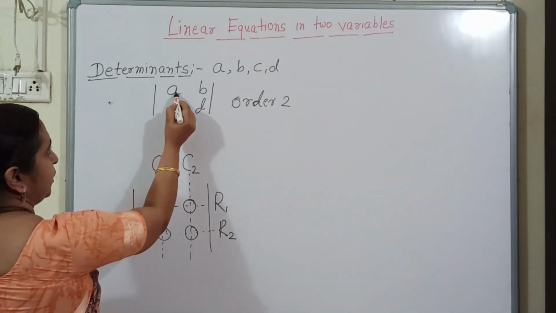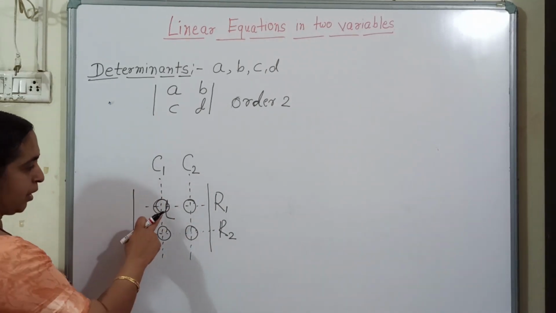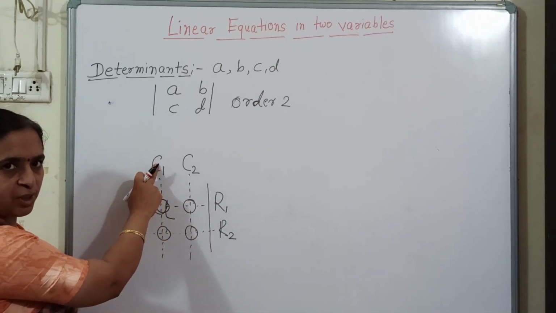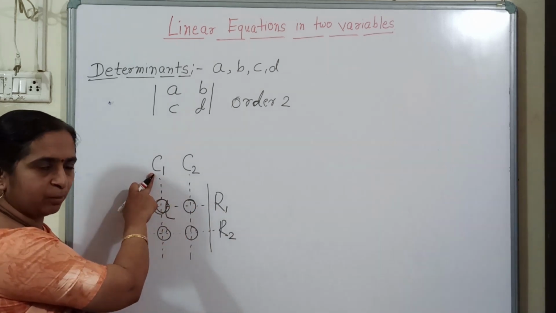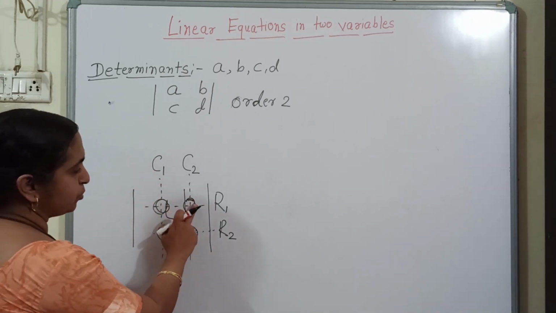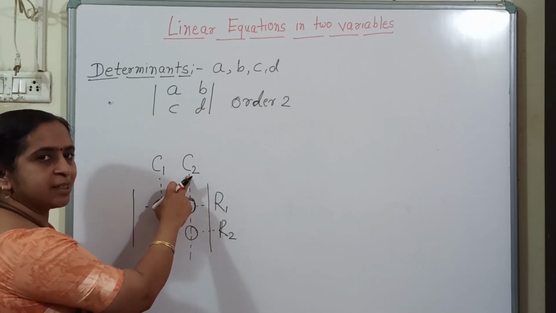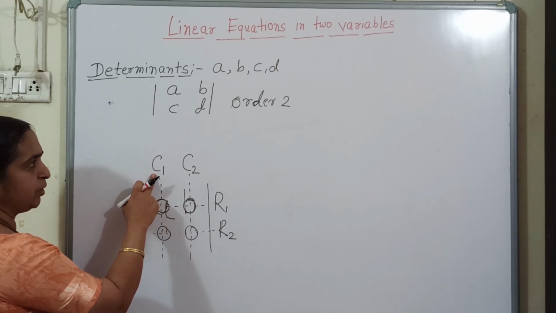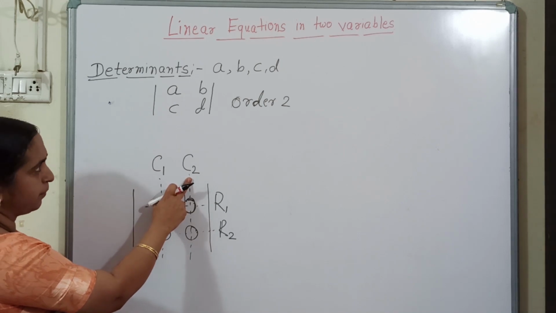Now see this element A. We have written this element A at this place. A belongs to first row and it also belongs to first column. Therefore, this element is first row, first column element. This B is written at this place. B belongs to first row and second column, means B is first row, second column element. Similarly, C is second row, first column element, and D is second row, second column element.